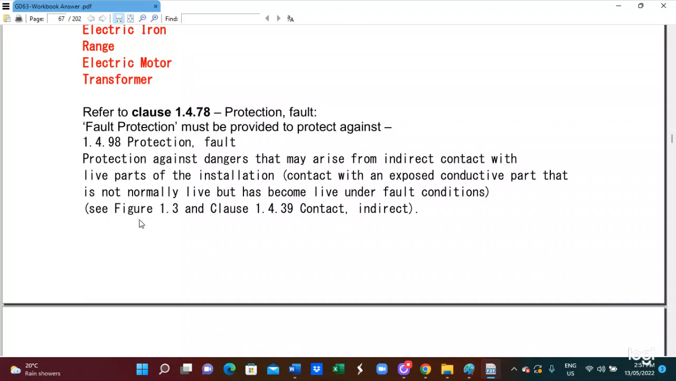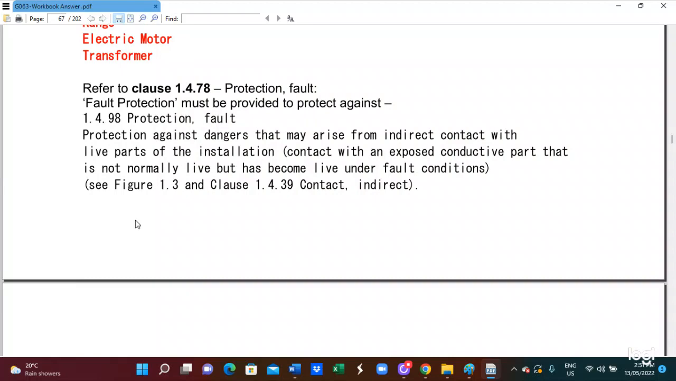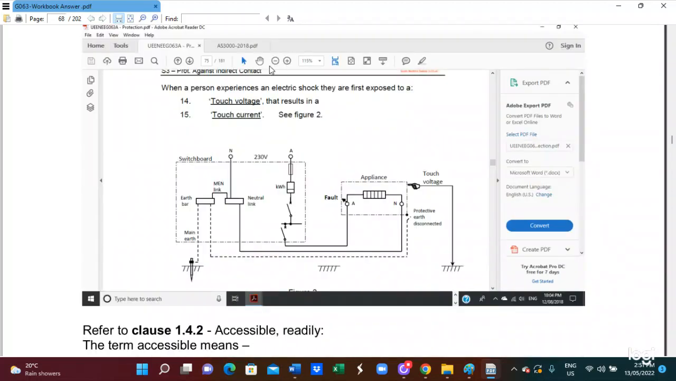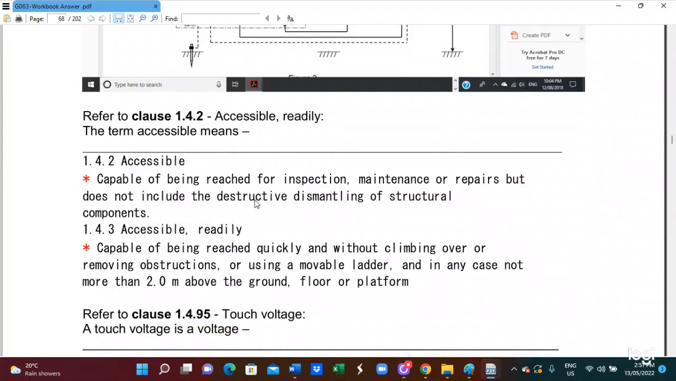In this case, we have to follow clause 1.4.98 for providing protection against the danger that may arise from indirect contact with live parts or failed insulation. Also in this case, we have to follow clause 1.4.78. So this is the connection test code, the connection diagram test code, and this is for the electrical equipment.